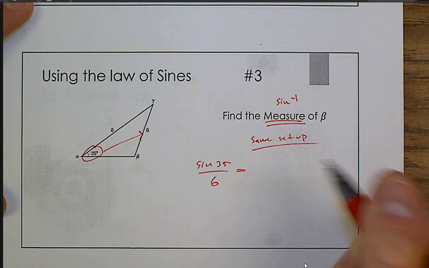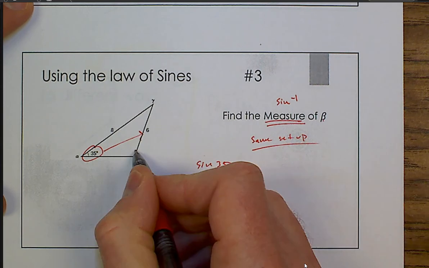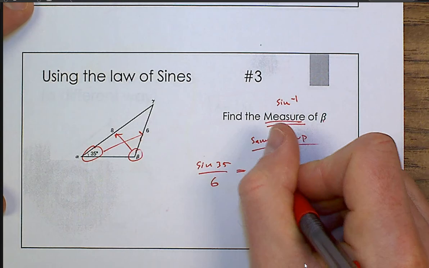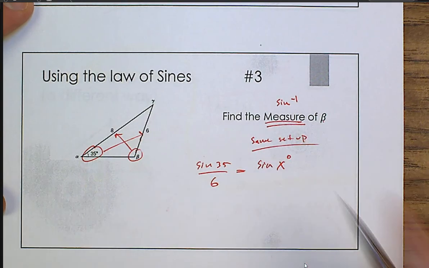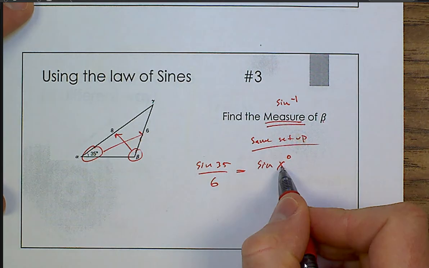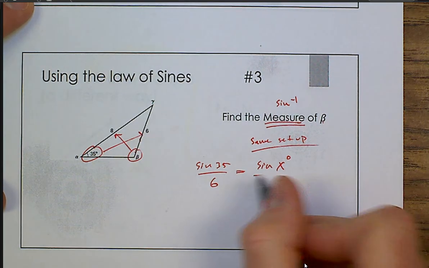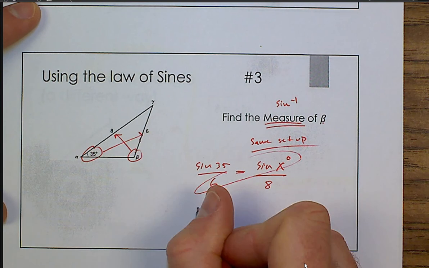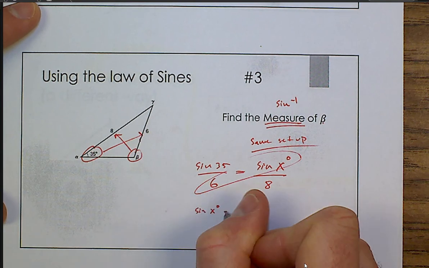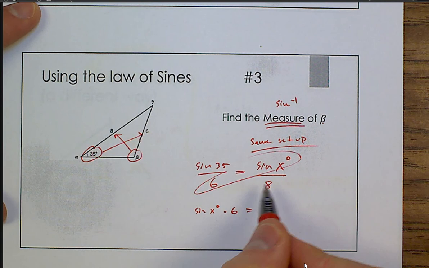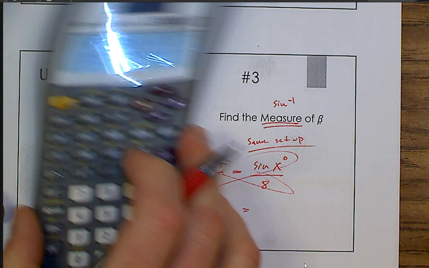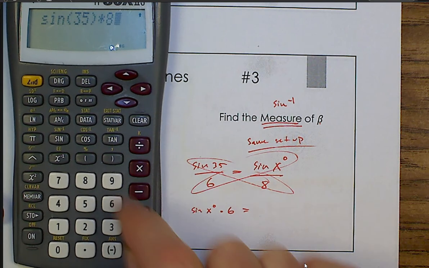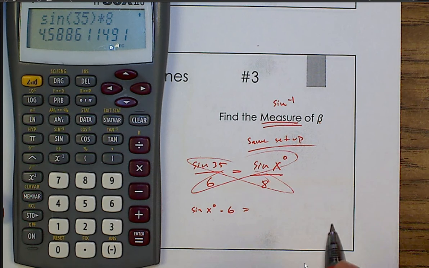Now I got to find B. So here's B. I got to find out what that is. Its opposite side is 8. So I'm just going to call it sine of x degrees. You can call it B. I should put B there, but x, whatever, that's what I want to find, over 8. Now cross multiply this. I'm going to draw this out. So I got the sine of x degrees times 6 equaling, I'm just going to get that number. So sine of 35 times 8. Now I get this big long decimal, and that's going to go here, right?